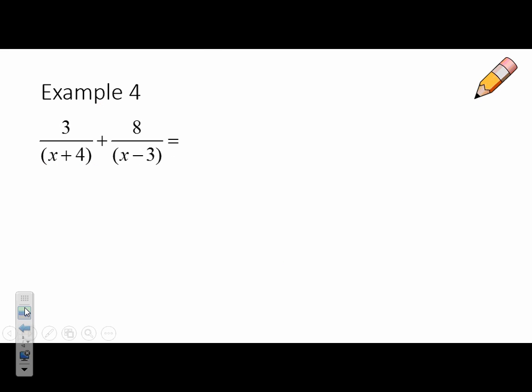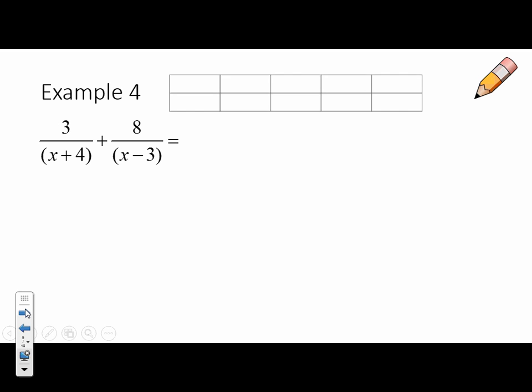Okay, so we're looking at making common denominators here, trying to figure out what's happening in terms of those tables. I have one more example for you and then we're done. Let's go ahead and make common denominators with these two. We have 3 over an x plus 4 plus an 8 over an x minus 3. Let's bring up our chart.